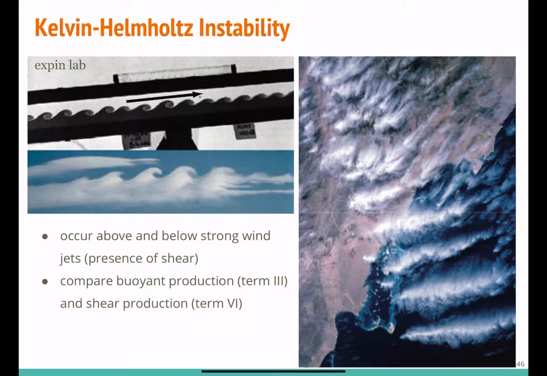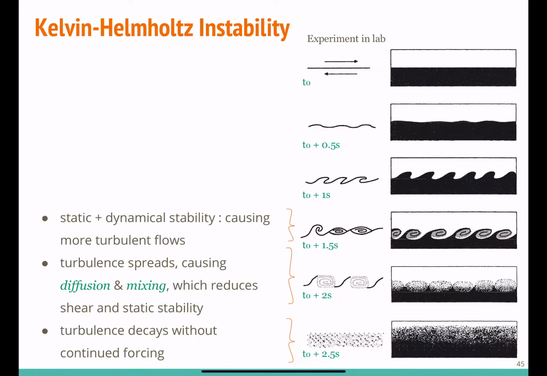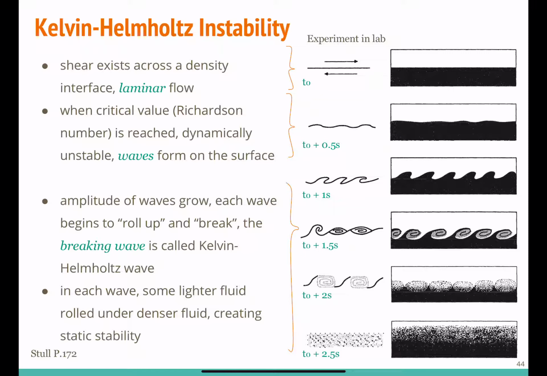So this is one of the examples when we want to compare the contribution of the buoyant production in the TKE and the shear production. In here is a mixture of, first of all, shear production, and then after a while it's shear production plus the buoyant production. This is buoyant production, right?